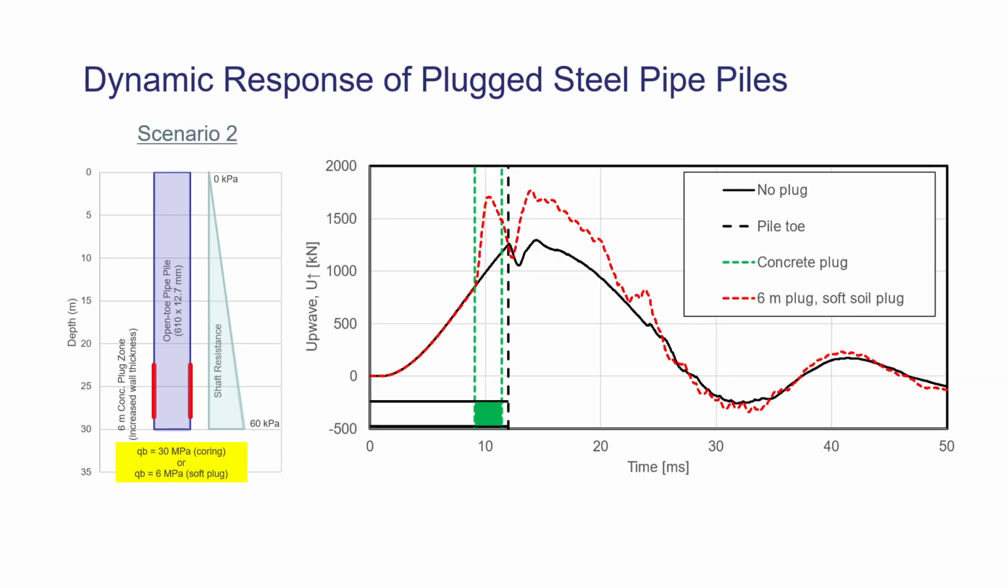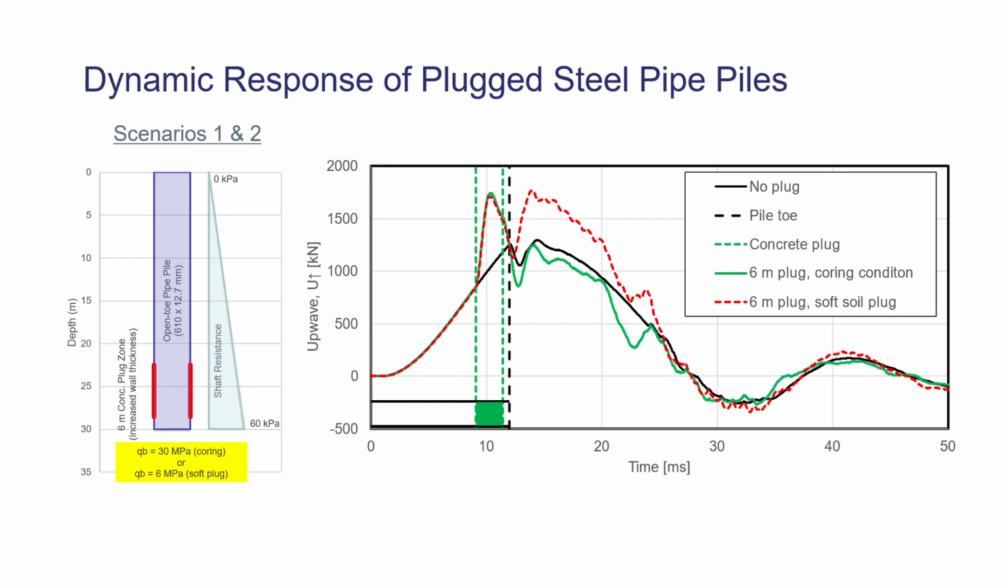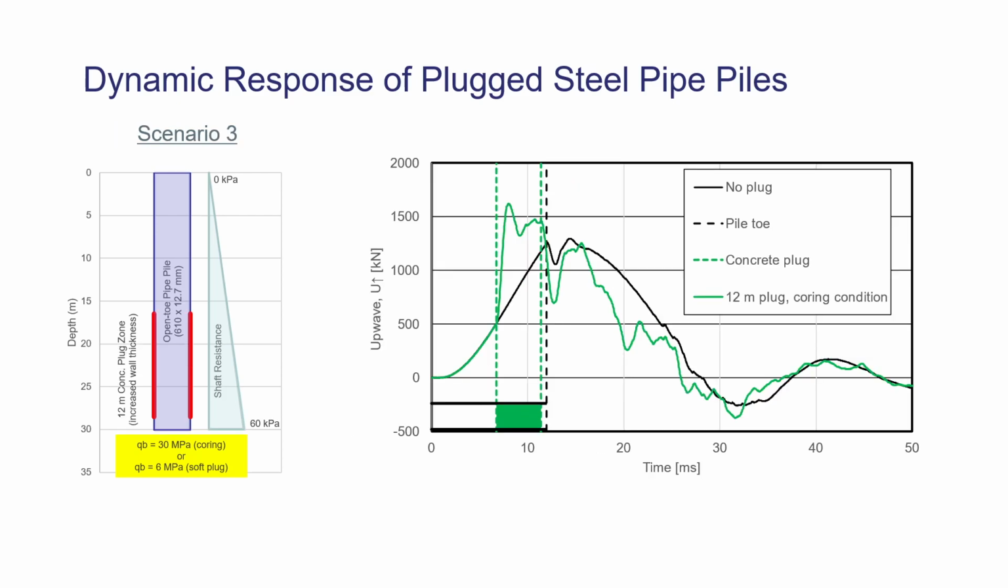But if I continue to drive that pile, assuming there's no degradation of shaft resistance with the additional blows, I start to engage more and more toe resistance. So we can see this sort of transition from the early blow to late blow after the 2L over C, so after about 12 milliseconds. Make sense? Again, the plug certainly has quite an effect on the signal. Now, what happens if we double the length of the plug?